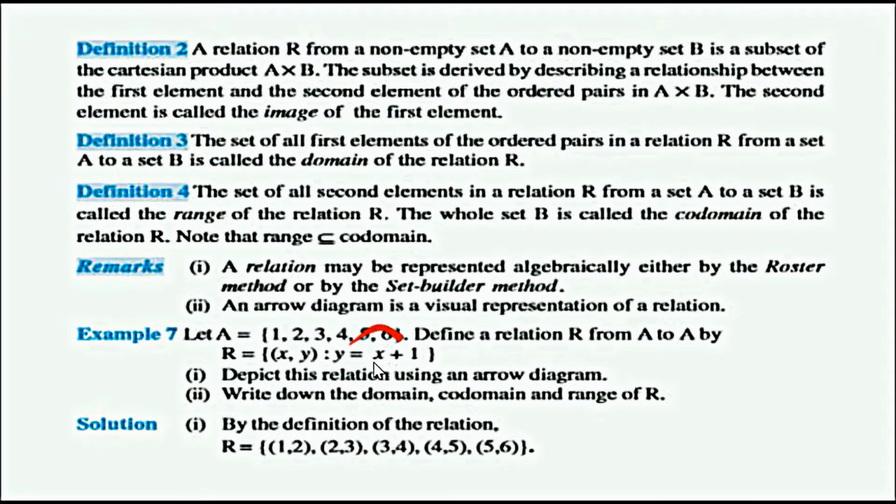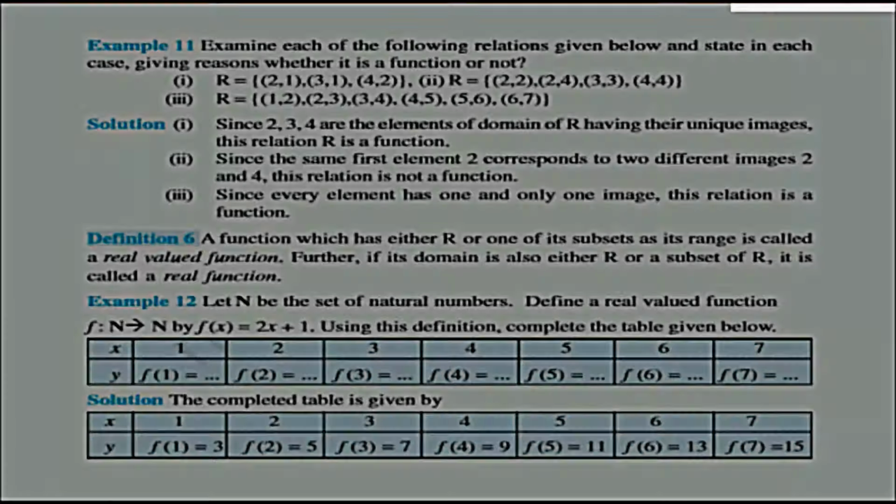So the second member should be one addition to the previous one, or one in excess of the previous one. So let us draw this in an arrow diagram. First, by definition, let us write 1, 2. See, 2 is 1 plus 1, 3 is 1 plus 2, 4 is 1 plus 3, 5 is 1 plus 4, and 6 is 1 plus 5. See, this is how we make it.